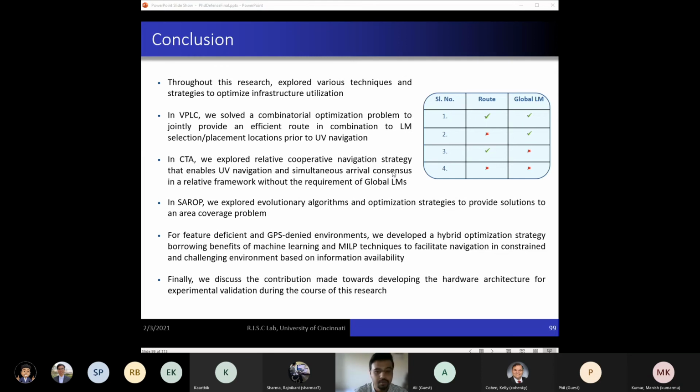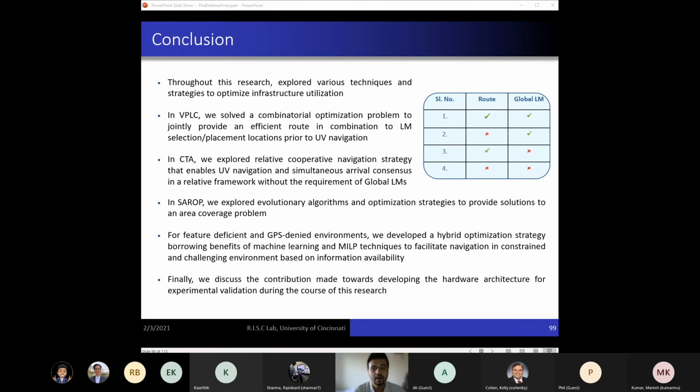In the cooperative timing arrival problem, we explored a relative cooperative navigation strategy and a PN guidance algorithm to facilitate simultaneous arrival of multiple agents in a target-centric frame onto a moving and maneuvering target in a GPS-denied environment without the need of any global landmarks. For search area optimization, we explored evolutionary algorithms and gradient-free optimization strategies to provide a solution to an area coverage problem. For our final problem, we have developed a hybrid optimization strategy borrowing benefits of machine learning and MILP techniques to facilitate navigation in constrained and challenging environments based on information availability.